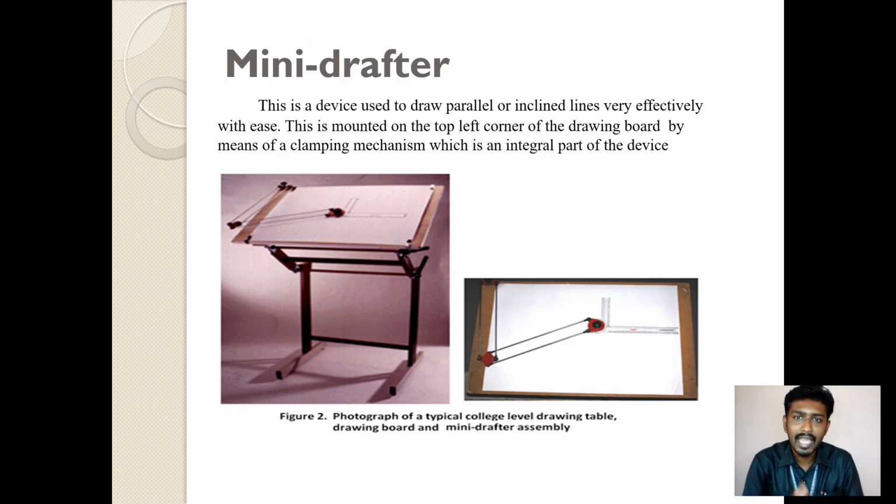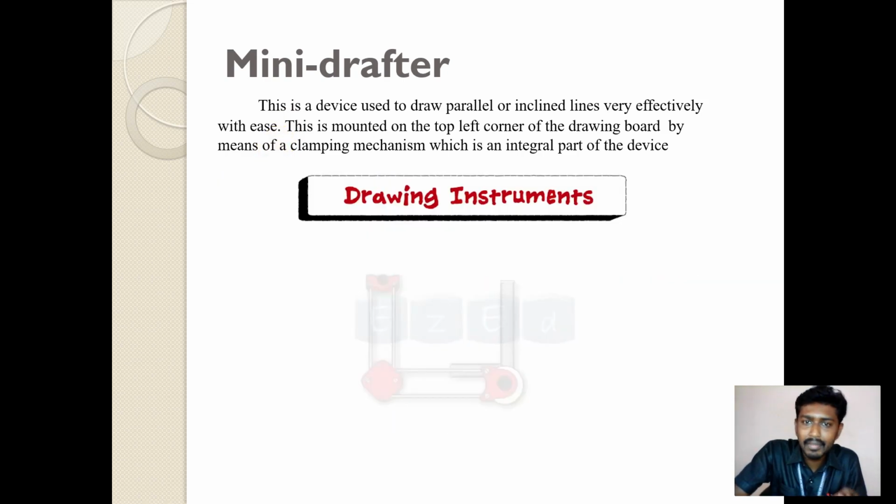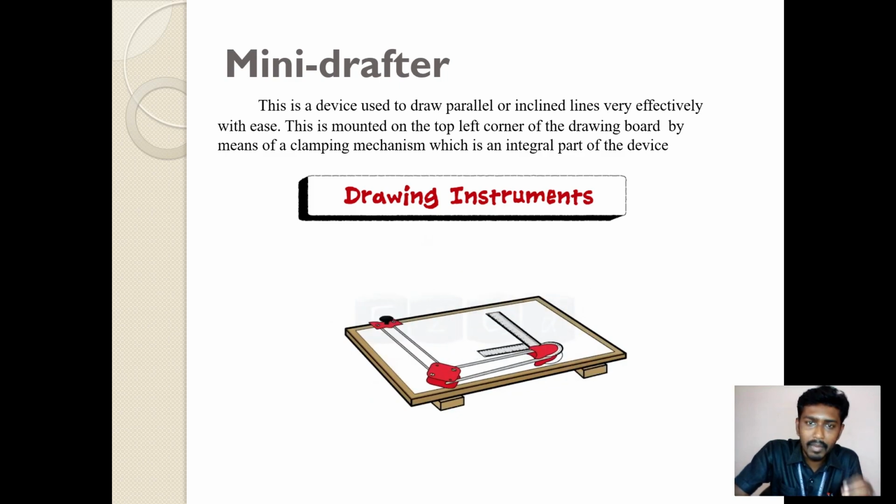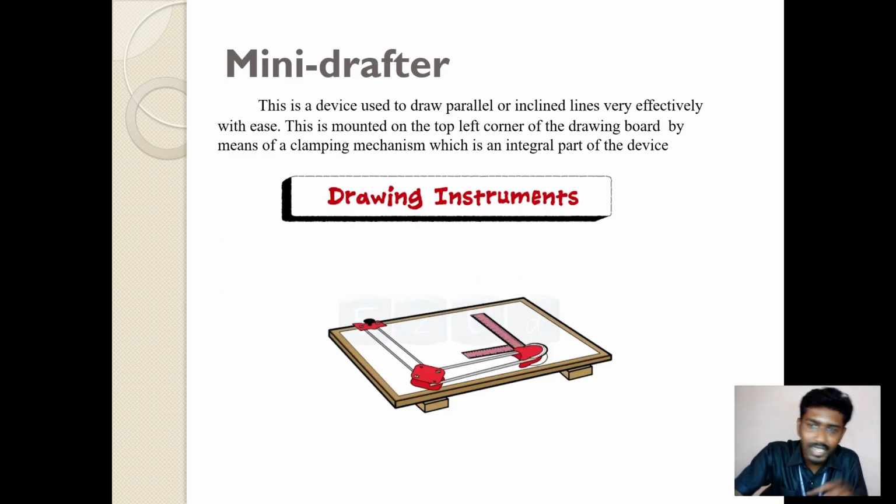And the next one is the mini drafter. Drafter is actually a small drafting machine. This is a device used to draw parallel or inclined lines very effectively and in a very easy manner. When the drafter is clamped on the drawing board, remember one end is clamped by means of a screw and the other end is free on the drawing board, which is adjustable. It has a scale with 90 degree and also a protractor which can be rotated to any degree.